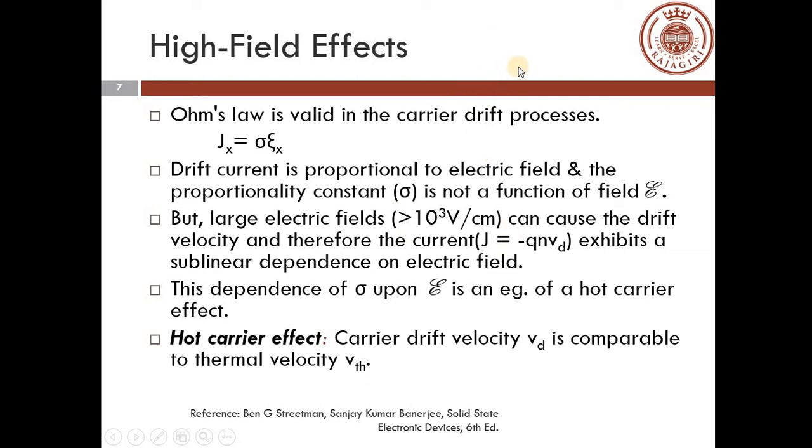At very large electric fields, of the order of greater than 10 raised to 3 volt per centimeter, it was found that the drift velocity Vd does not exhibit a linear dependence on electric field. That is, it has a sublinear dependence on electric field. Because of this, the current Jx also exhibits a sublinear dependence on the electric field. This sublinear dependence of sigma upon the electric field epsilon is an example of a hot carrier effect.